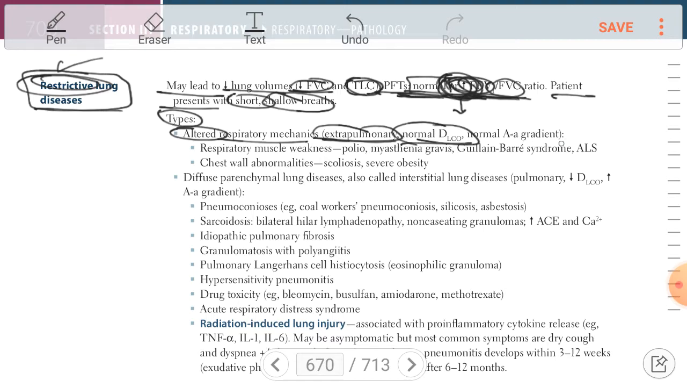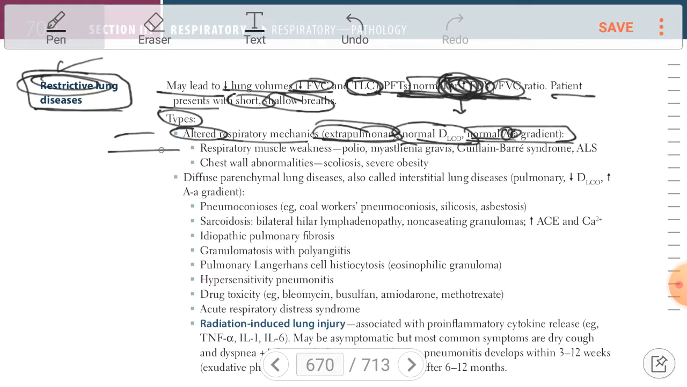Plus there is a normal A-a gradient. What is A? Capital A is alveolar, small a is arterial. So there is a normal gradient between them because there is normal gas diffusion. It's from outside. It's extrapulmonary.